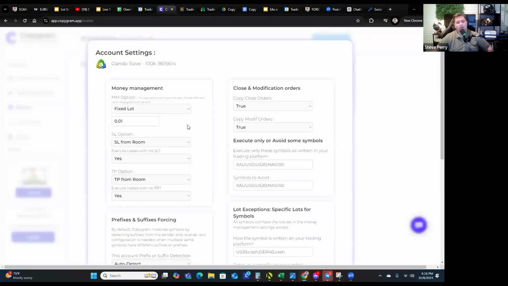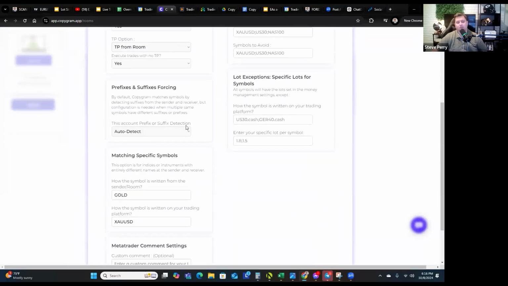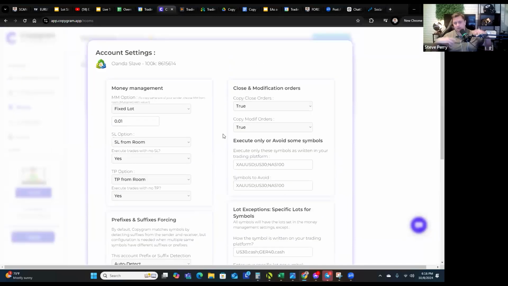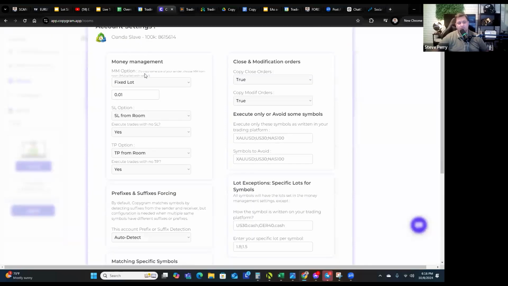And then right here, this is kind of an important page because you're designating all the details. Everything that you're about to do in this account, you're designating right here. The most important fields in this are probably just these first couple. Okay, so this is your money management field.